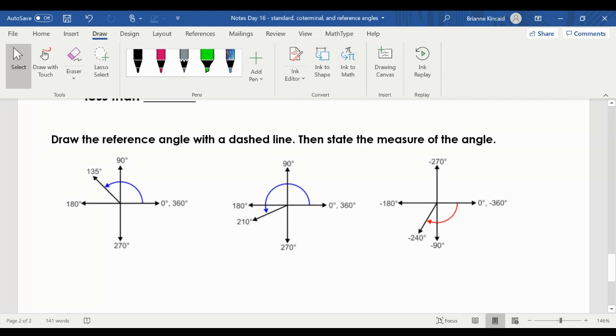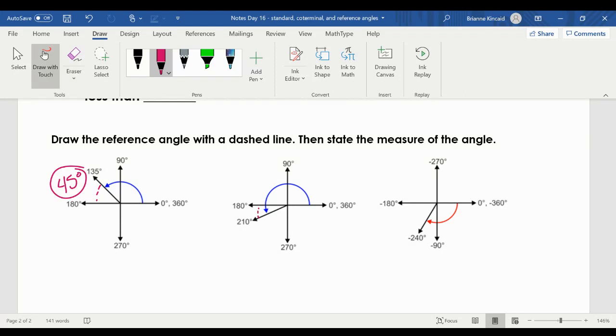So I'm drawing to the nearest x-axis, which means in my first one, I'm going to draw not to 0, 360, but to 180. And then we ask the question, how much more to get to 180? Well, 135 plus 45 equals 180. For the second one, your ray is closer to 180, so instead of drawing down, I'm actually going to draw up this time.